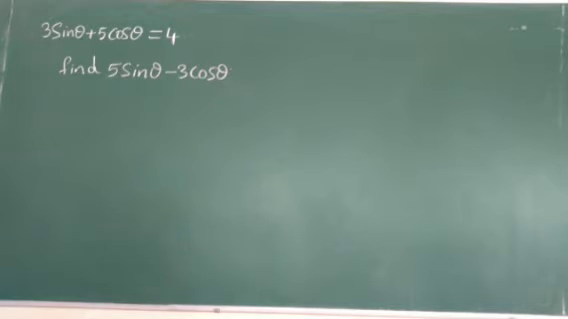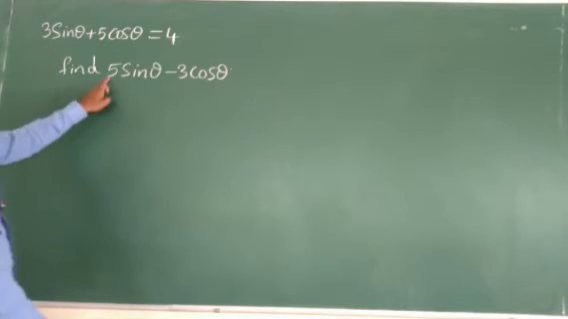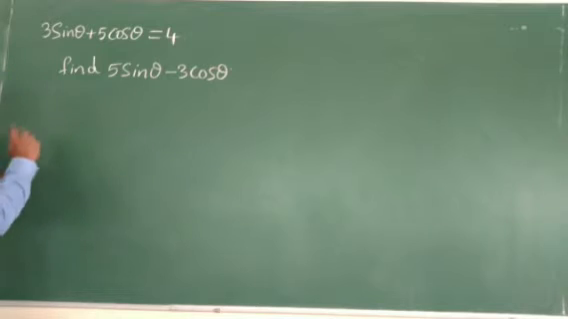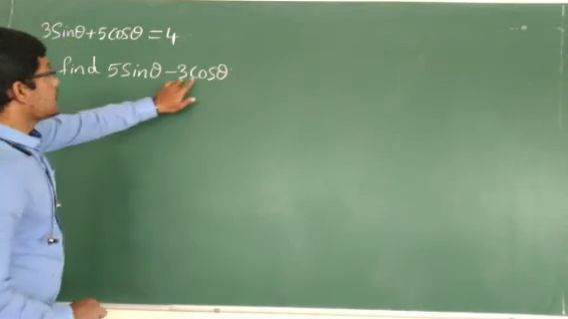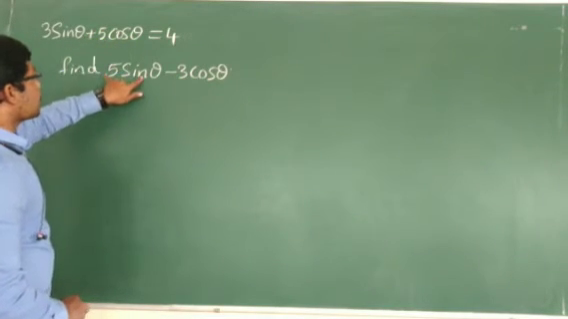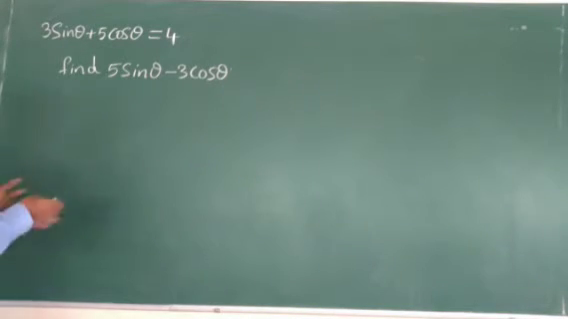Okay, look at the next question. 3 sin theta plus 5 cos theta is equal to 4. You need to find 5 sin theta minus 3 cos theta. If you observe both the equations, for 3 it is sin theta here, but here for 3 it is cos theta. For 5 it is cos theta, but here for 5 it is sin theta. So this is one important type of problems, one important method.